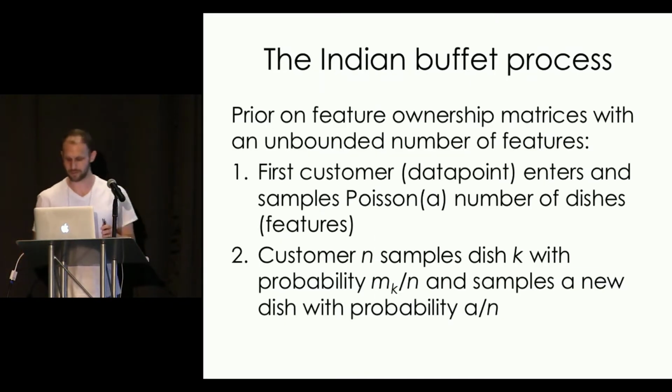So how do we model the distribution over features when we don't know how many different features there are in the first place? We want to infer that from the data. So this leads us to the Indian buffet process.